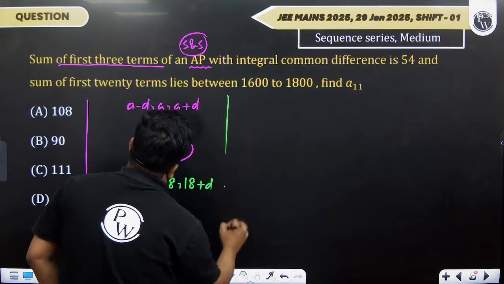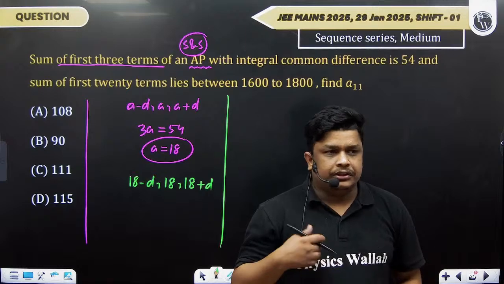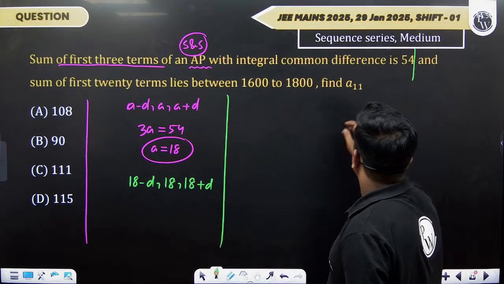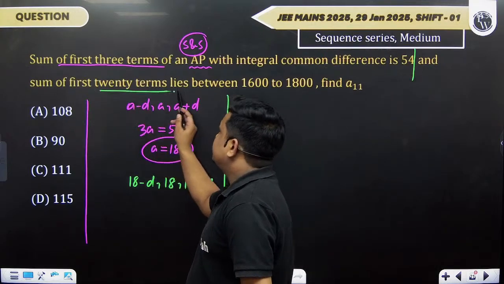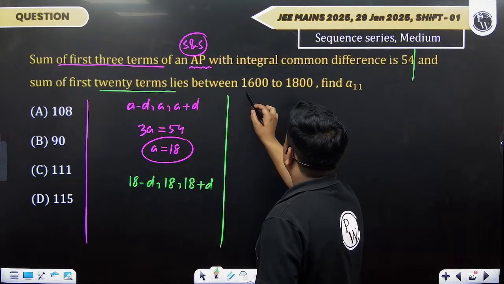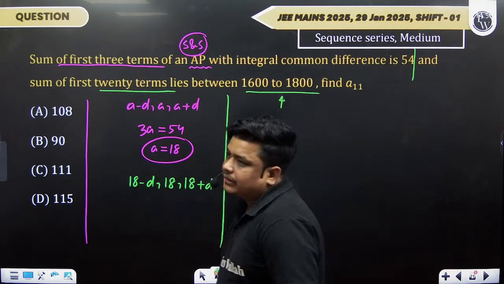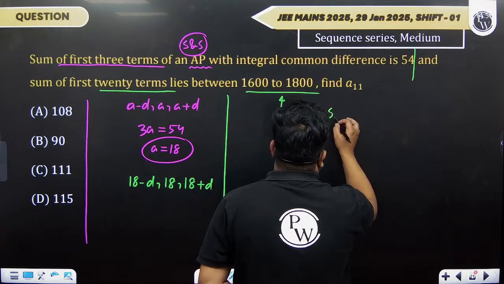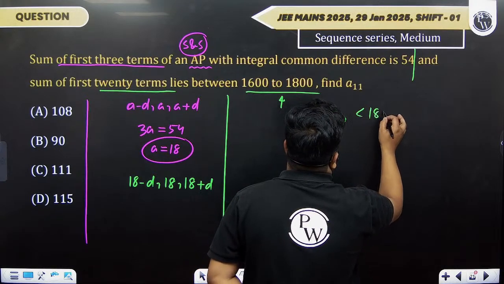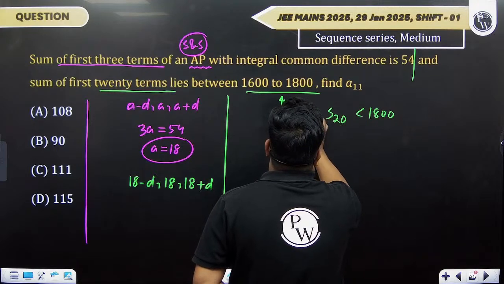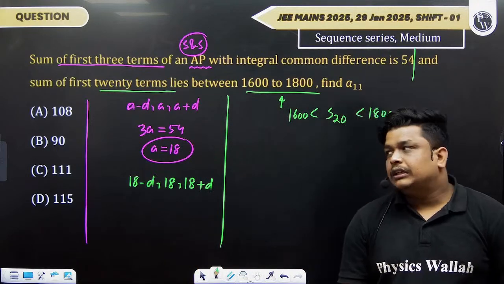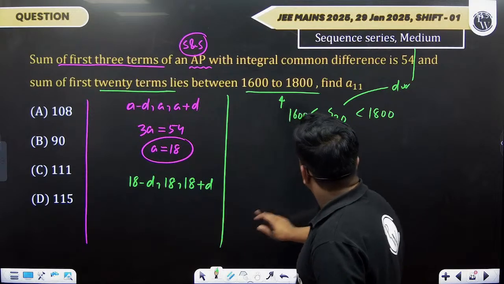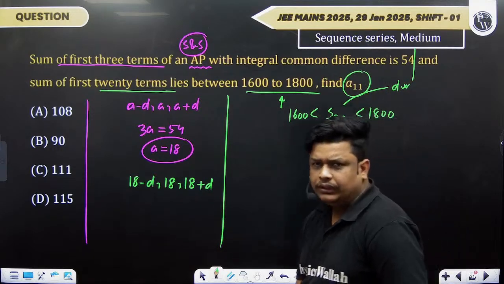Now we'll proceed with the second information given in the question. This is how you have to break down the information. This was the first information in the question. Now the second information is the sum of the first 20 terms lies between this. They are not giving exactly the value of D, but they are giving some kind of inequality. The inequality they have given is that the sum of these 20 terms is between 1800 and 1600. Obviously this will be solved and give you some value of D, and because of that we'll be able to calculate A11. This is how we will proceed.